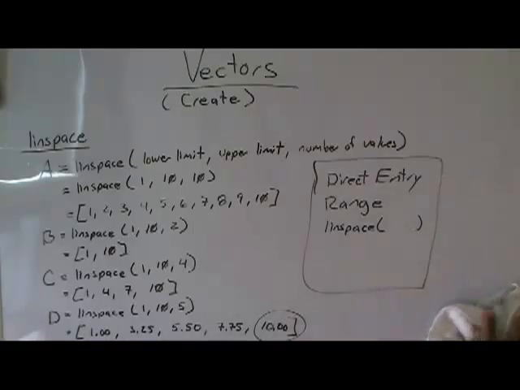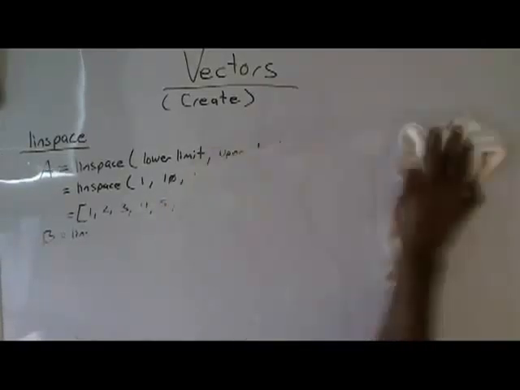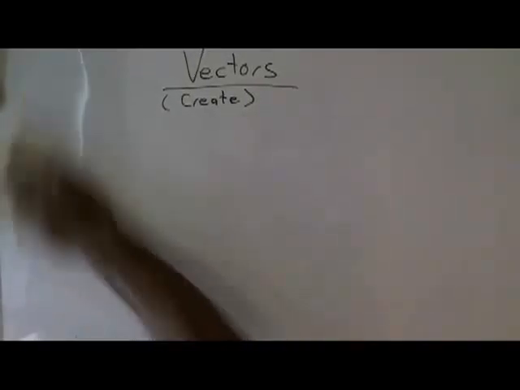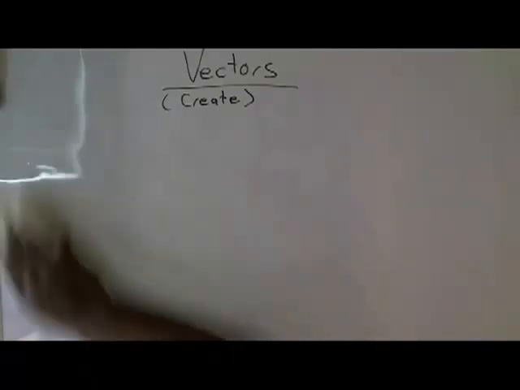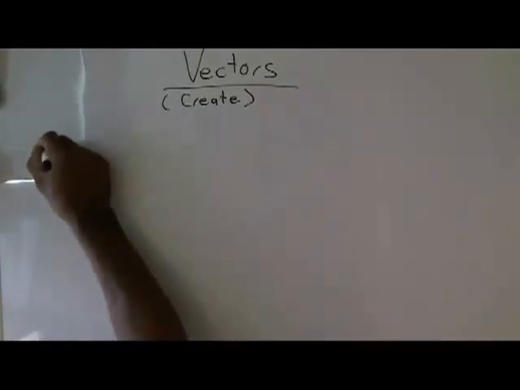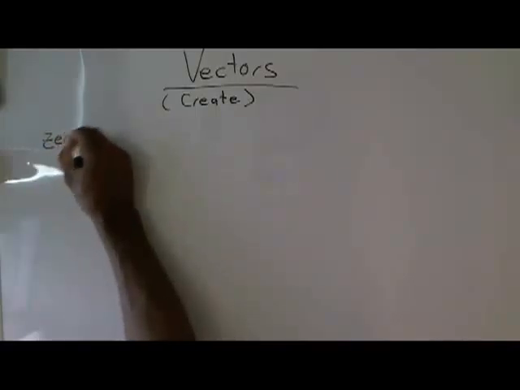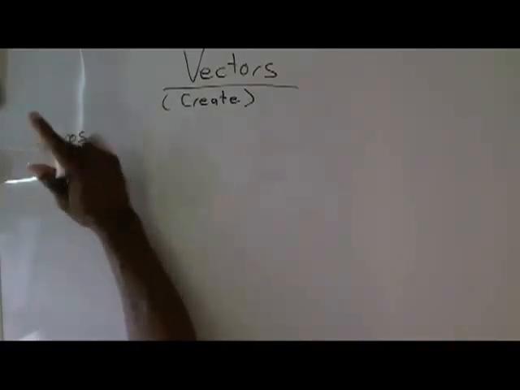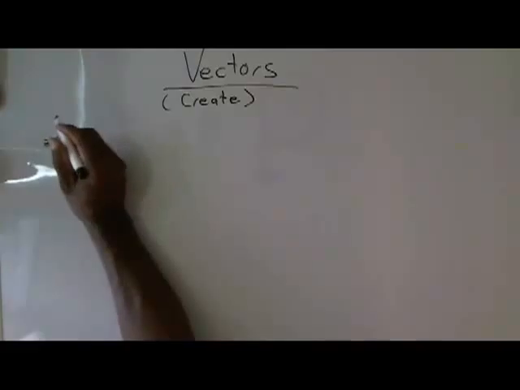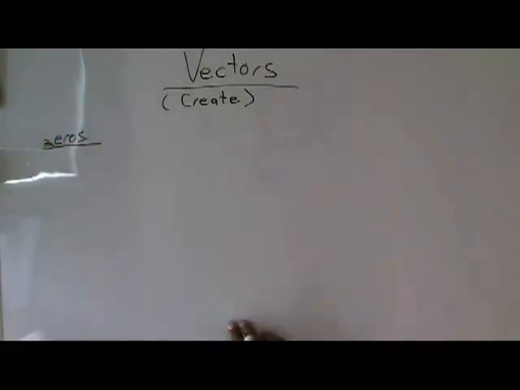Now, with that said, there are other ways to create very specialized vectors. Let's talk about the command zeros, and actually it's a lowercase z, zeros. This will create a vector that contains nothing but zeros, but this is actually helpful.